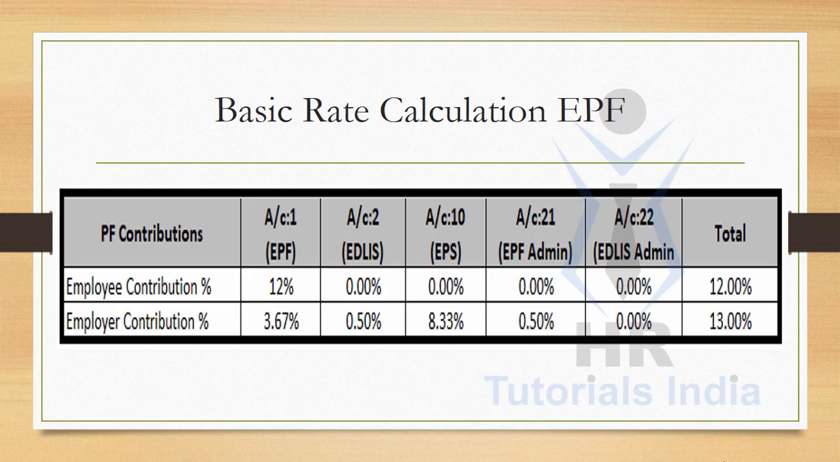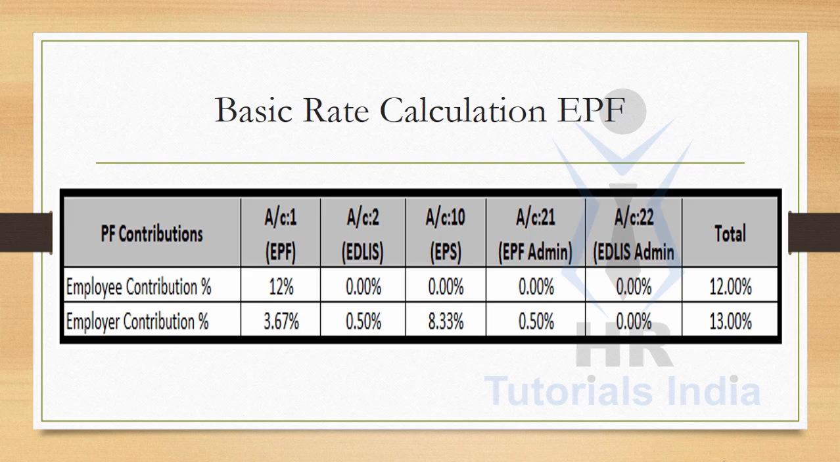While coming to employer contribution, the 12% we have discussed will be divided into two parts, that is 3.67% towards account 1, the Employee Provident Fund Scheme, and the remaining 8.33% of the basic salary towards account 10, the Employee Pension Scheme. Whereas the employer needs to pay extra, that is 0.5% of basic salary towards account 2, the Employee Deposit Linked Insurance Scheme, and another 0.5% of the basic salary towards account 21, which is Employee Provident Fund Administration Charges.